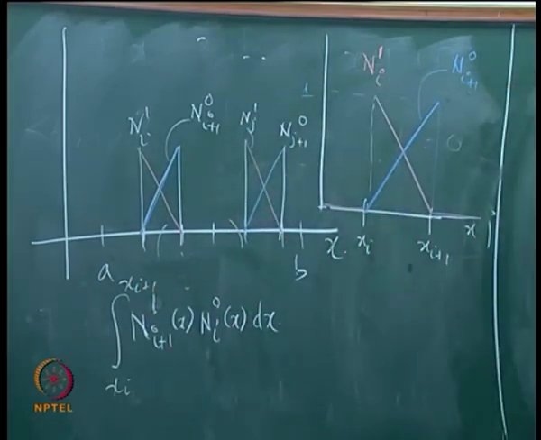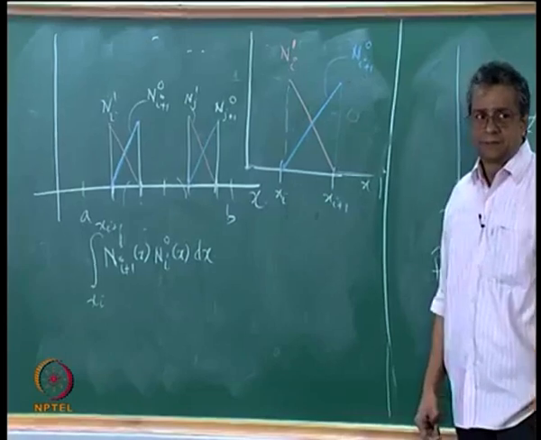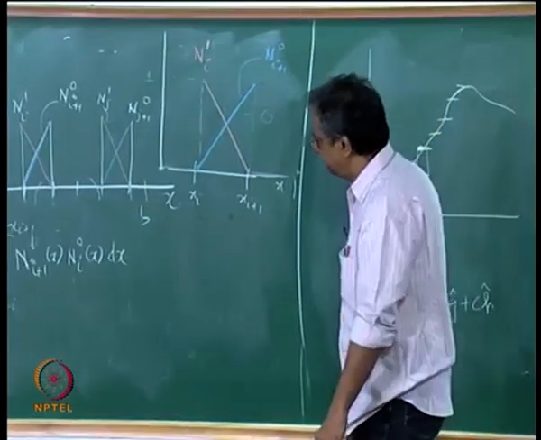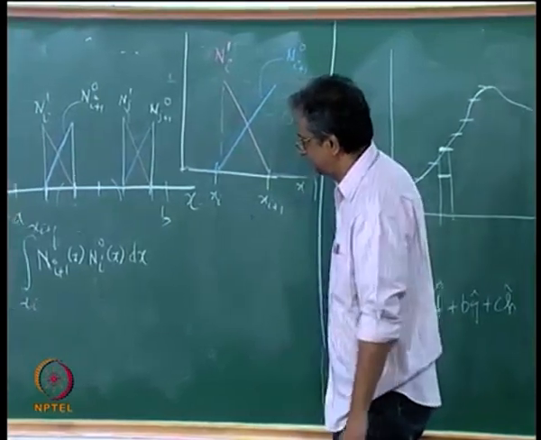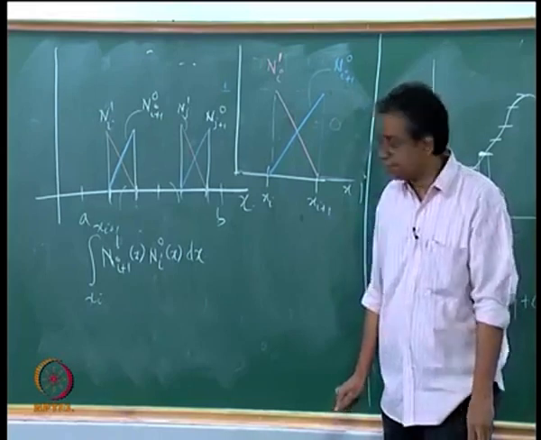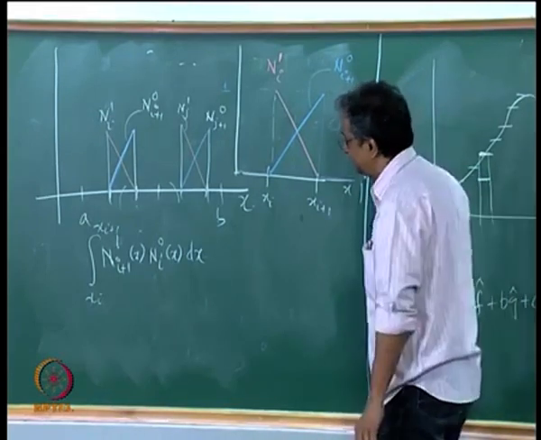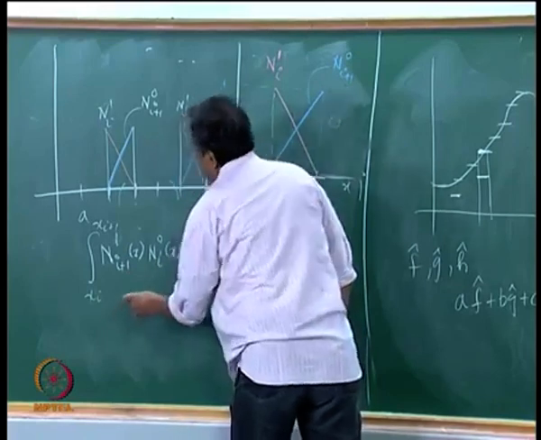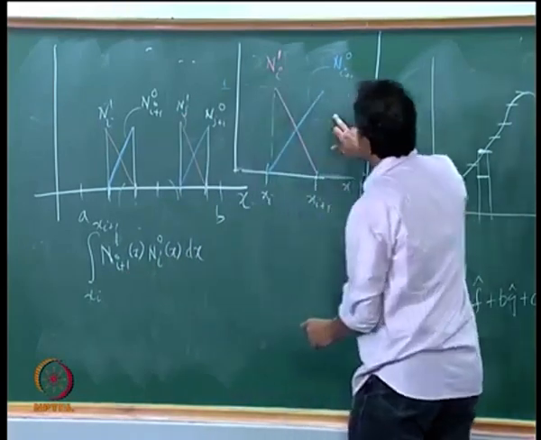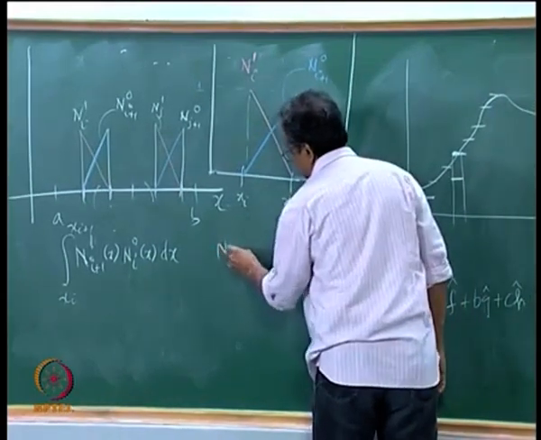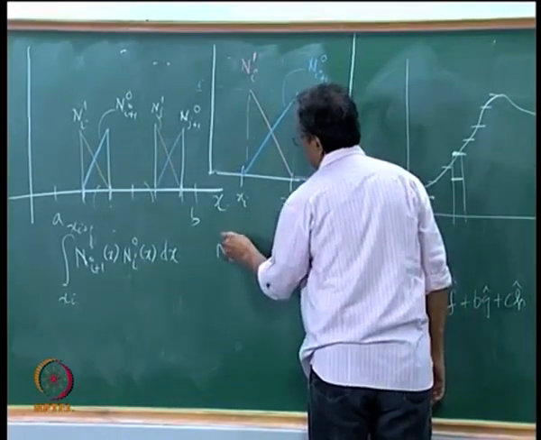What is this integral? In order to do this we have to get an algebraic form for ni plus 1 and ni as functions of x. So we come back here: what is ni plus 1 as a function of x?